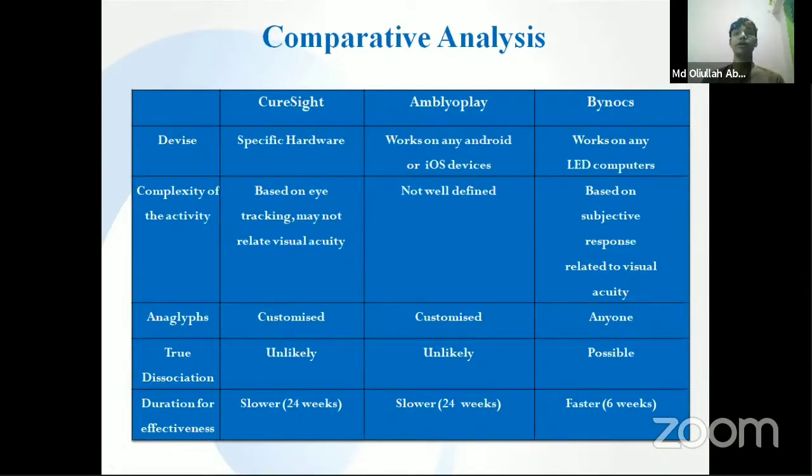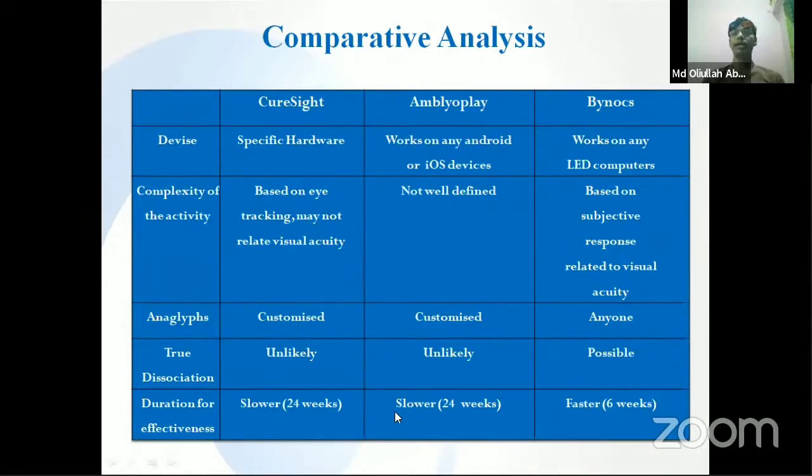So if you see, Curesite is relatively better than the amblyopia program, and Binox is much superior based on visual acuity improvement and crowding phenomenon improvement. So everything changes. The algorithm of the game itself changes and makes it more and more difficult. And then you have anaglyph goggles, which are customized for the other 2 programs, but we can accommodate any kind of anaglyphs which are available in the form of red-blue, red-green, or red-cyan.